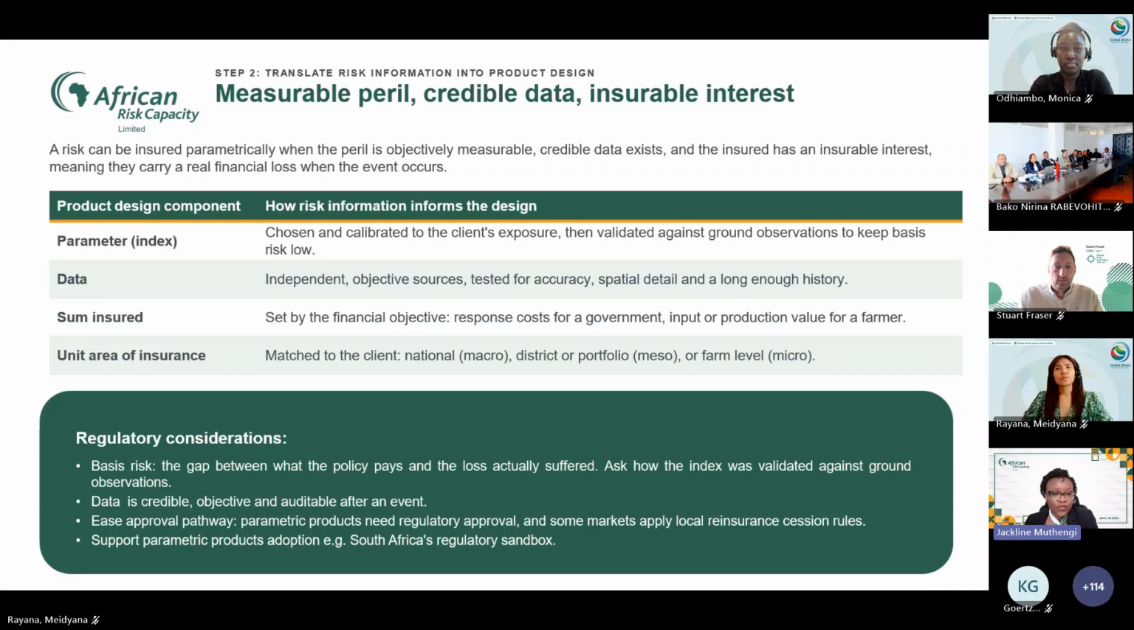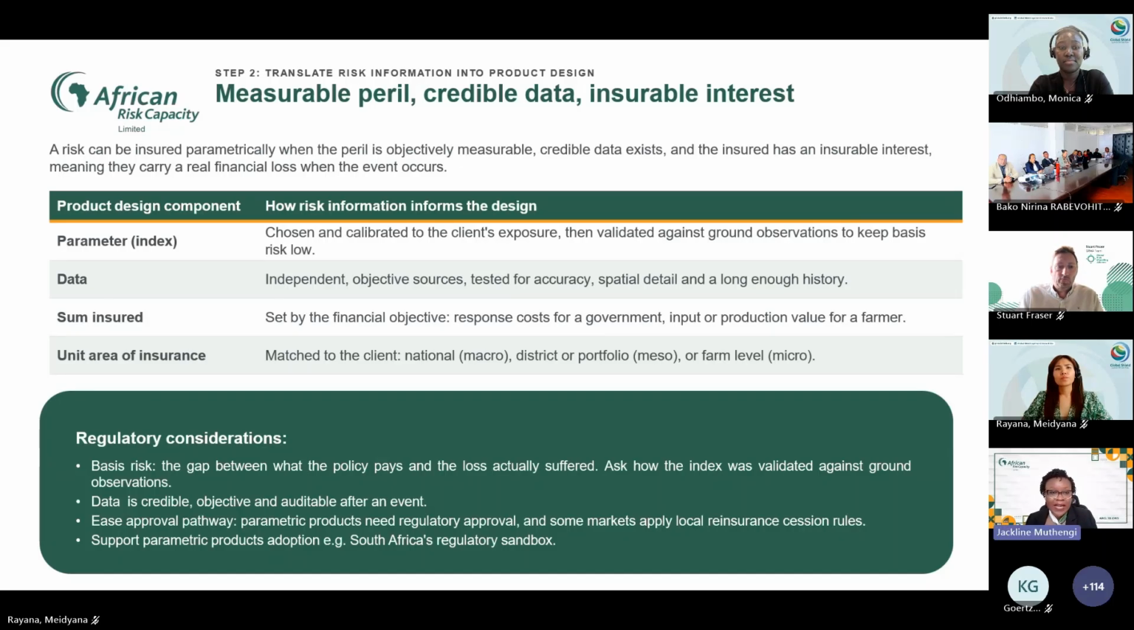Then you should ensure the coverage or the sum insured matches that. Is it for a farmer that wants to replace the inputs? Then you should ensure that it matches that. Lastly, you also need to understand what's the unit area of insurance. This is matched by the type of clients.